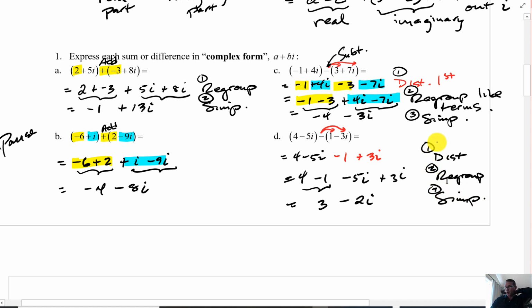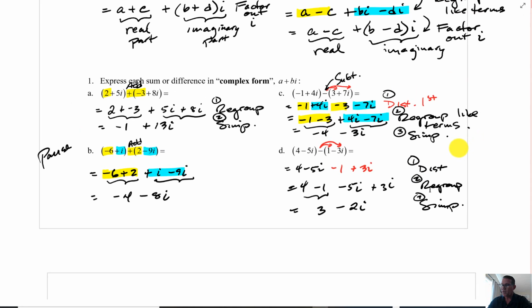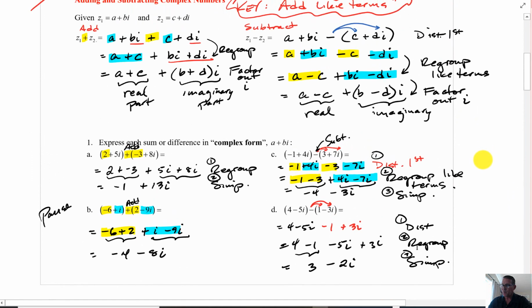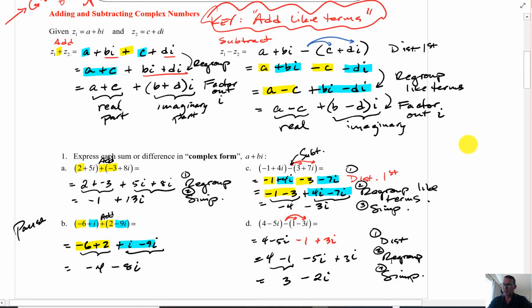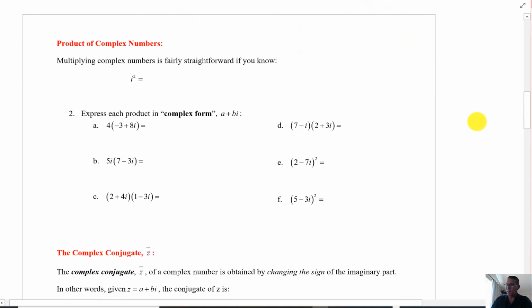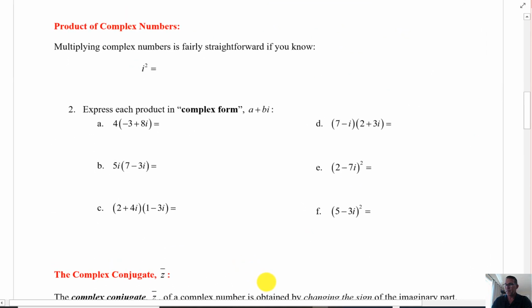That's all there is to it when you either add or subtract. Okay, you just simply add like terms. So going back to the very beginning here, when I first started, that's what I said earlier. The key on all of this, whether you're adding or subtracting, it doesn't matter. You add like terms. All right, and if you step it out, well then it's a piece of cake.